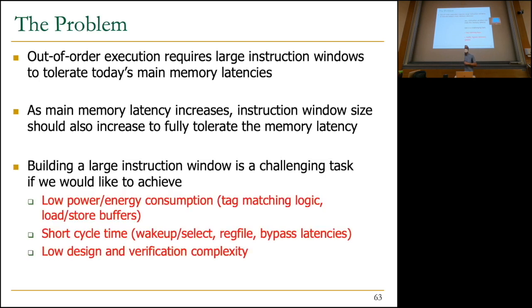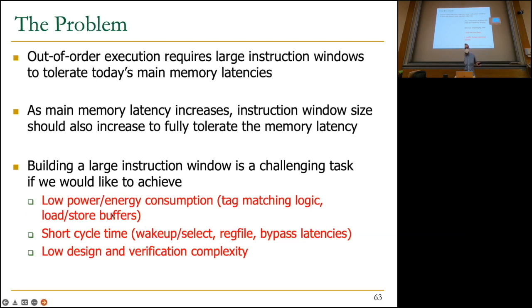Unfortunately, as we discussed in the out-of-order execution lectures, building this large instruction window is very challenging, especially if you would like to achieve 3 things at the same time: low power or energy, short cycle time or high frequency, and low design and verification complexity. If you build an instruction window larger and larger, which is happening today, it comes at the cost of all of these. People are doing it, but that doesn't mean it doesn't come at a cost.